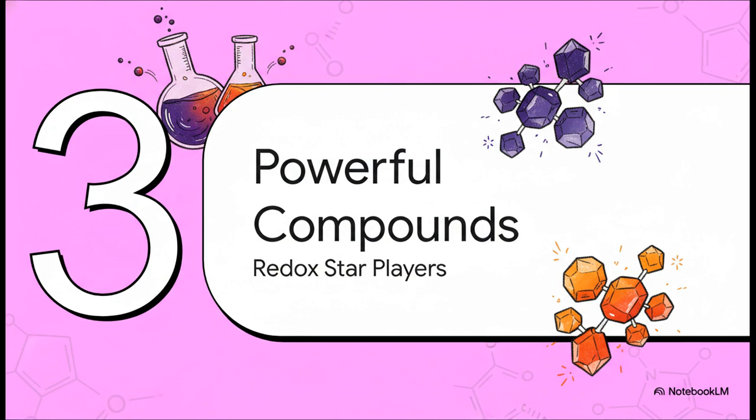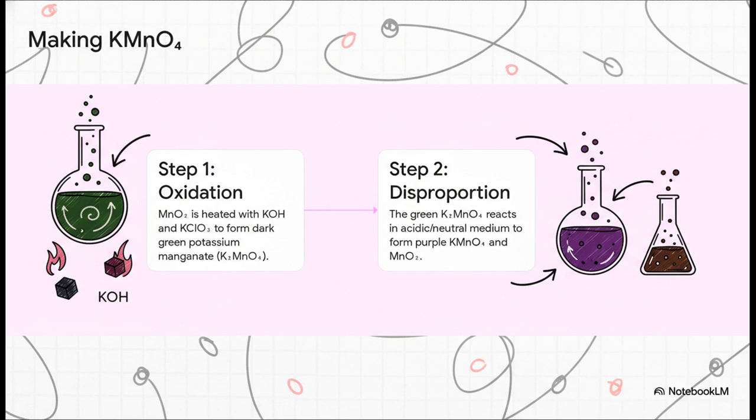Okay, time to meet the rock stars of the transition metals, potassium permanganate and potassium dichromate. These are the MVPs of redox reactions, for sure. For this review, we're going to put potassium permanganate under the microscope, since its reactions are classic exam questions. So, how do we make that famous, vivid purple solution? It's actually a two-step dance.